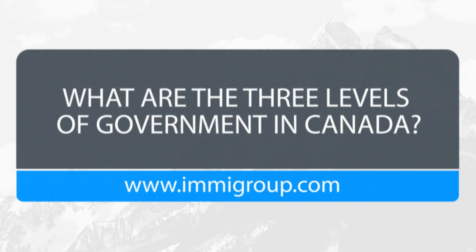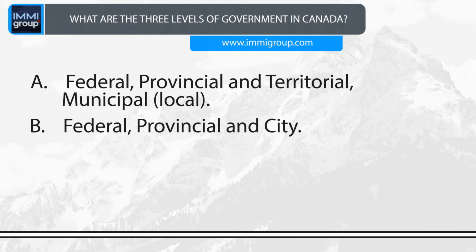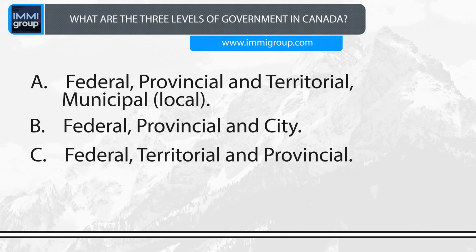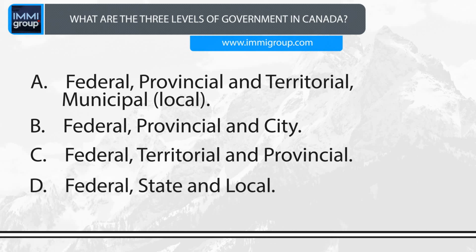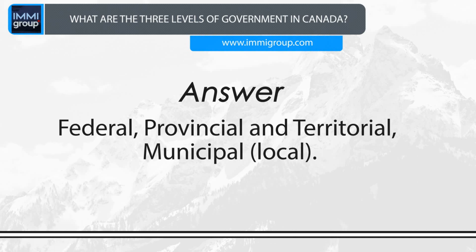What are the three levels of government in Canada? A. Federal, provincial and territorial. B. Federal, provincial and city. C. Federal, territorial and provincial. D. Federal, state and local. Answer: Federal, provincial and territorial. Municipal, local.